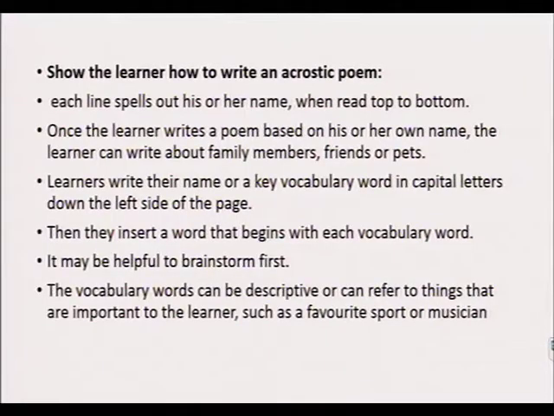Then lastly, another very good idea is to teach them how to write acrostic poems. Now this means you take a person's name and each line spells out his or her name when read top to bottom. Once the learner writes a poem based on his or her own name, the learner can start writing it about friends, family members, or pets, any topic actually.